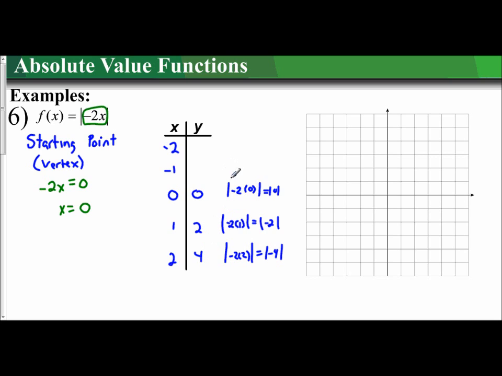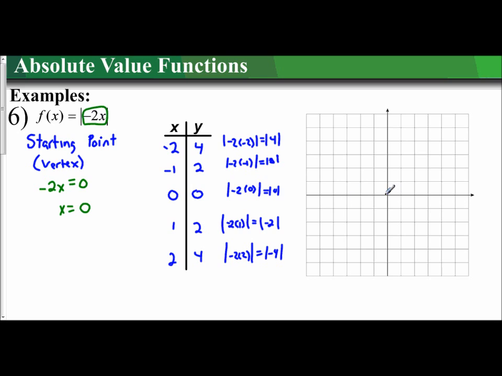I can apply the same idea up here. I can do the absolute value of negative 2 times negative 1, which is a positive 2, so I have the absolute value of a positive 2, which is 2. I can do negative 2 times negative 2 and get a positive 4, so I have the absolute value of 4, which is 4. And I can plot this graph.